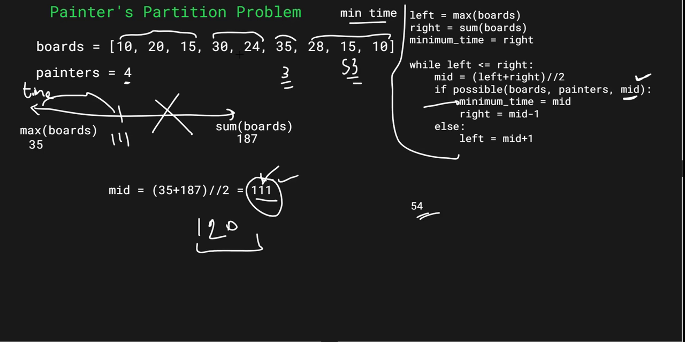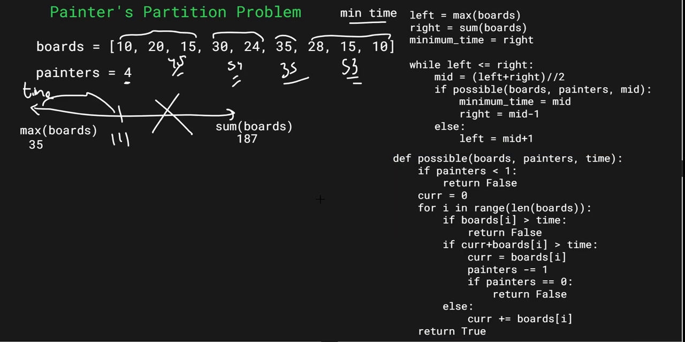53 units were taken by this fourth painter, 35 units by this, and 54 units by this painter, and 45 units were taken by this painter over here. So this is the distribution of the final work.